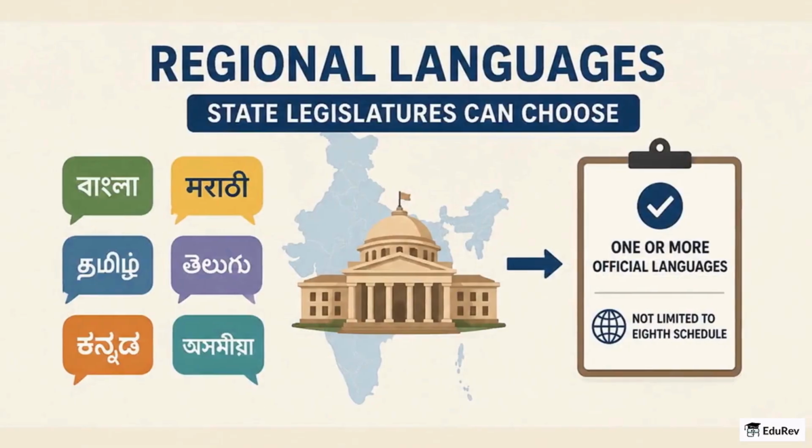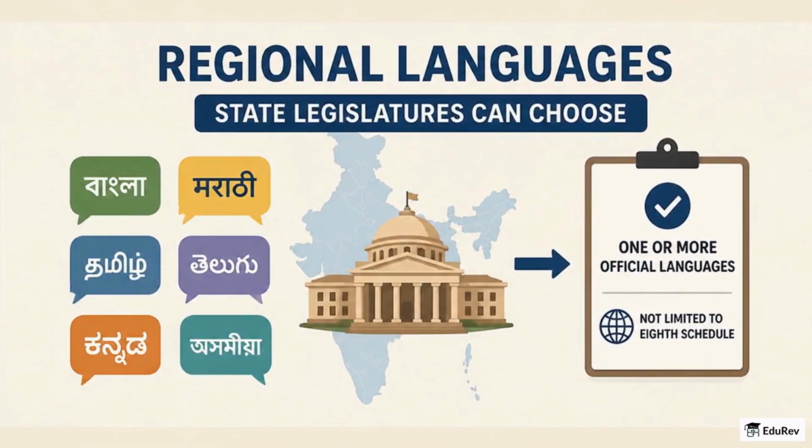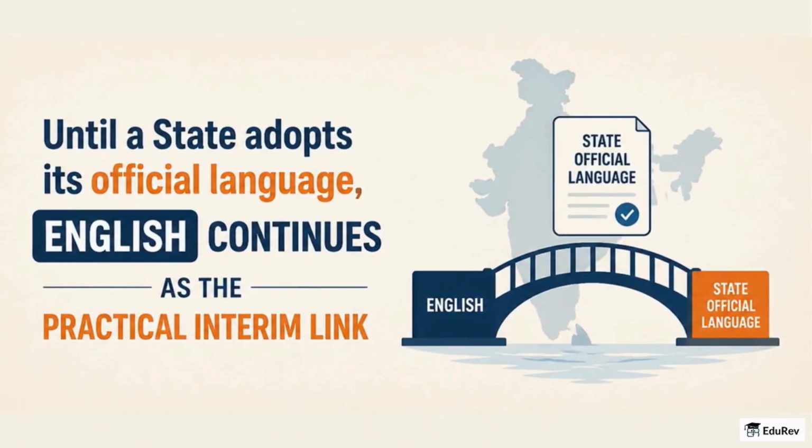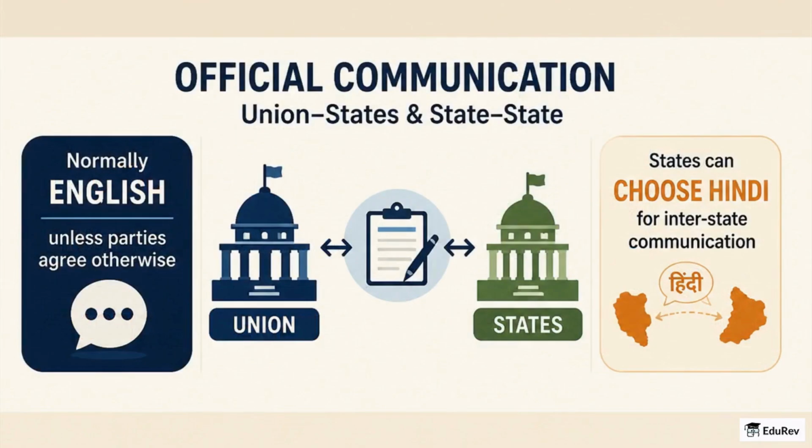Now shift to regional languages. Each state legislature can choose one or more official languages used in that state, and they are not limited to languages in the 8th schedule. Until a state adopts its official language, English continues for that state's official purposes, making English a practical interim link. Official communication between the Union and states and between states normally uses English unless parties agree otherwise, though 2 or more states can choose Hindi for interstate communication.